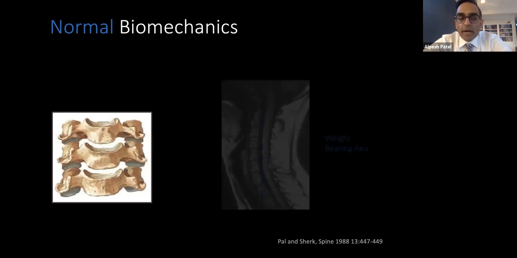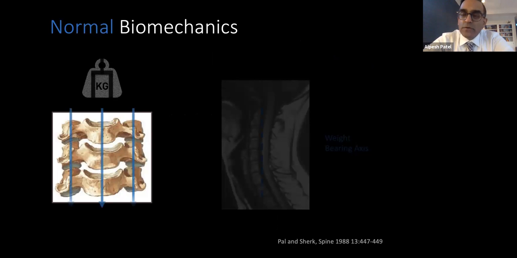If we think about normal biomechanics, and look at the normal structure of the spine, there's going to be this load distribution between the anterior elements, the disc, the end plates and the vertebral bodies, and then the posterior elements, or the facet joints.